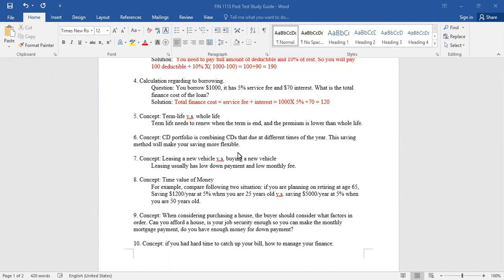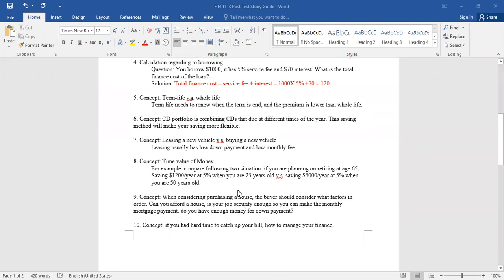Okay, next one is about time value of money. We actually touched on that concept in chapter 1, okay? We talk about, okay, if you do want to save money, let's say for your retirement, it's better to start early than to start late, okay? Because when you start early, you don't have to save so much money, but because the time is long enough, that money can grow.